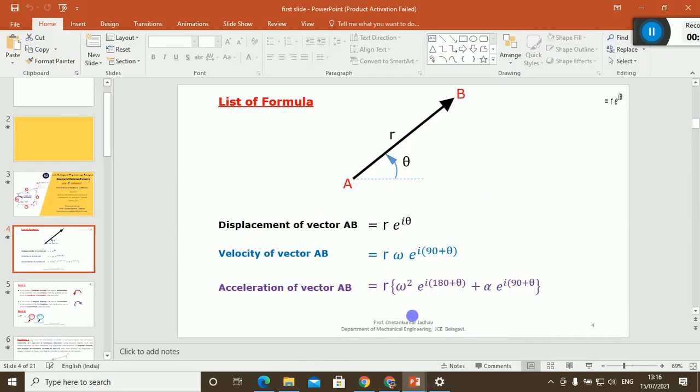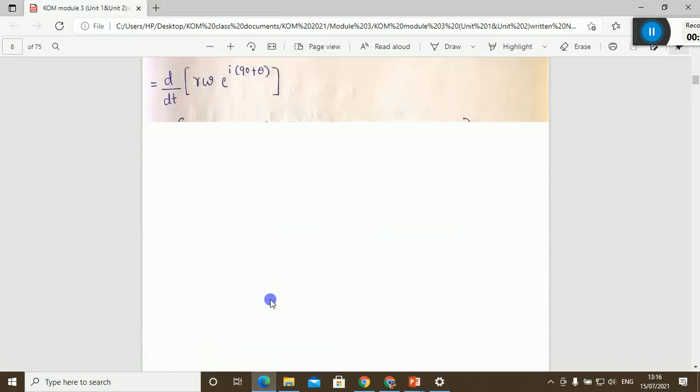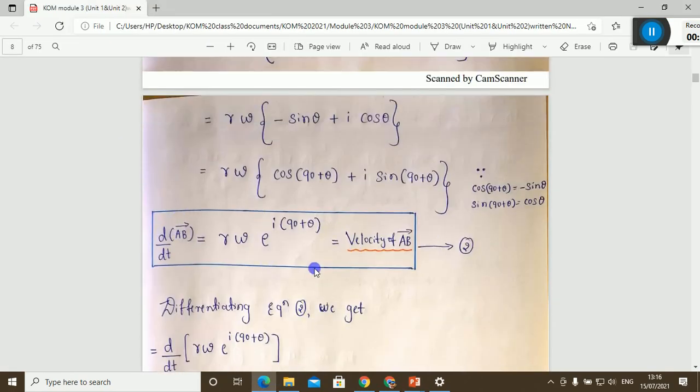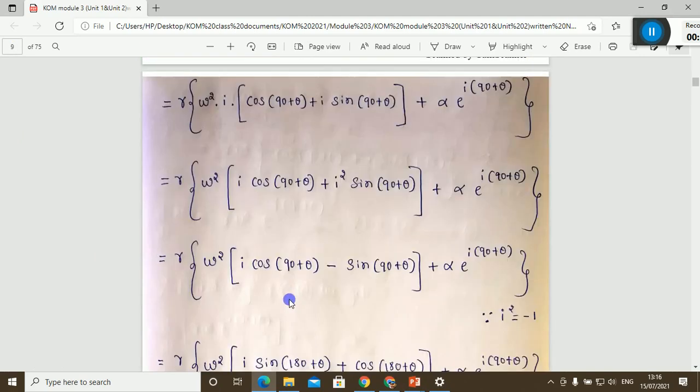So directly use this formula. When you have this velocity, that is r omega e raised to i(90 plus theta), when you differentiate this one, you'll get this one directly, the acceleration. Just remember this. Please practice this and remember this. Directly write r as it is, in brackets omega square e raised to i(180 plus theta) plus alpha e raised to i(90 plus theta). This equation is from this derivation. When you differentiate the velocity, you'll get the final answer.